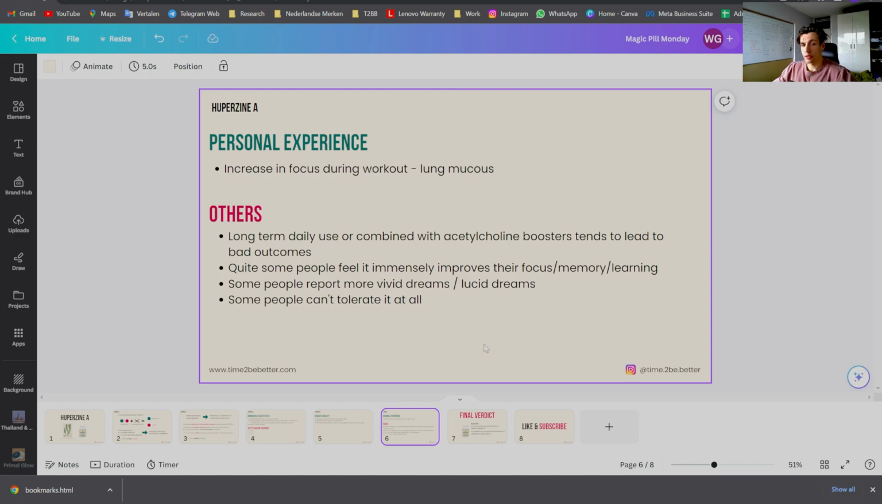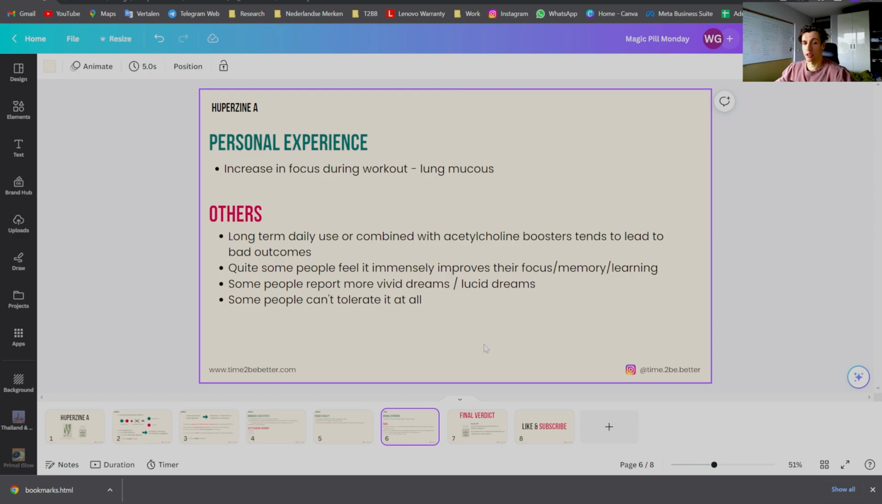However, I also found that I got this lung mucus. It was more difficult for me to breathe and I had some more troubles with my lungs. If I take this supplement, it might just be coincidence, you know, or placebo, but this is my personal experience.